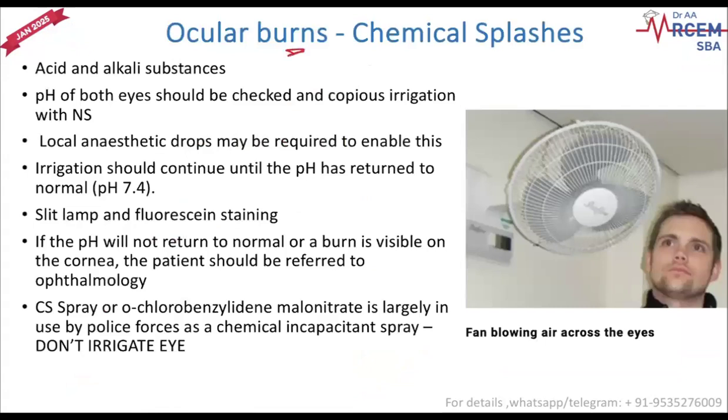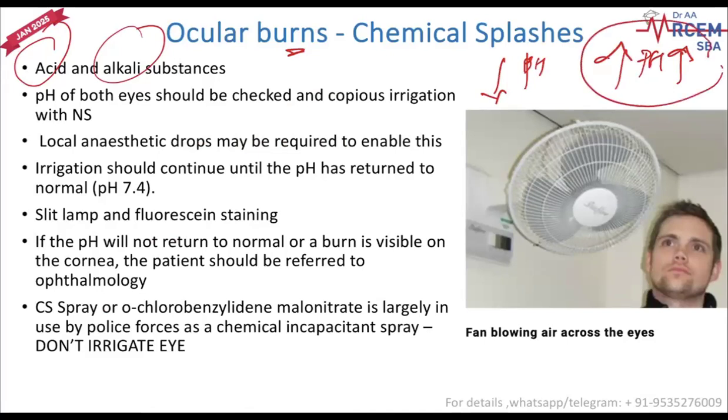Ocular burns. By chemicals I'm talking about, it might be an acid or an alkali. Acid will have the pH very much on the lower side and alkali will have the pH very much on the higher side. So just use a litmus paper, place it over the eye. Then you will know what the pH of the eye is. If it is on the higher side, start irrigating. If it is on the lower side, also start irrigating till the pH comes back to normal, that is, till the pH comes back to 7.4. Failing this, you need to immediately refer to the ophthalmologist. Nothing more can be done in the emergency department. You need to refer to the ophthalmologist.